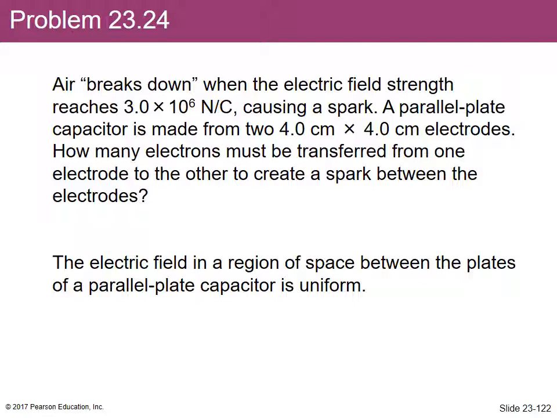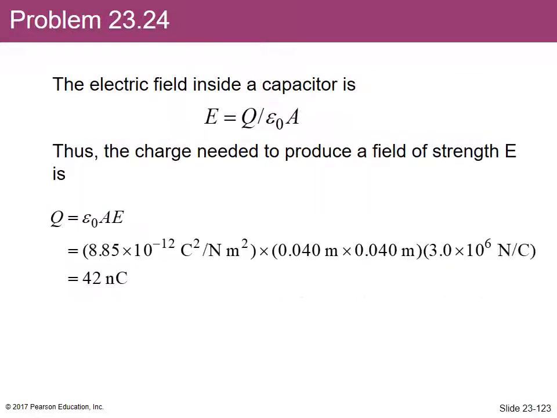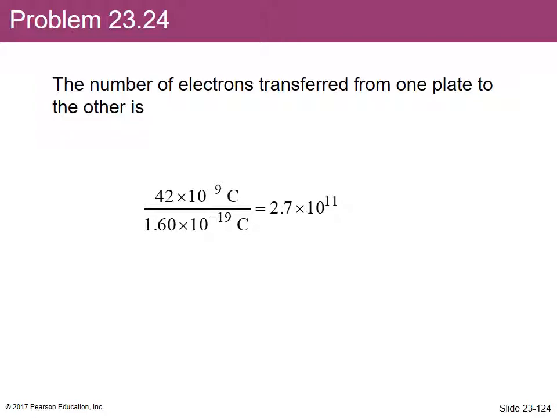The electric field in the region of space between the plates of a parallel plate capacitor is uniform. The electric field inside a capacitor is Q over epsilon naught A. Thus, the charge needed to produce the required electric field strength is 42 nanocoulombs. Dividing by the charge of an electron, the total number of electrons is 2.7 times 10 to the 11.